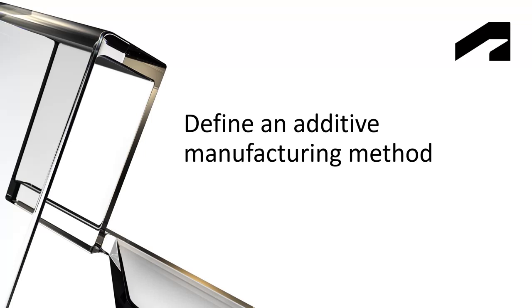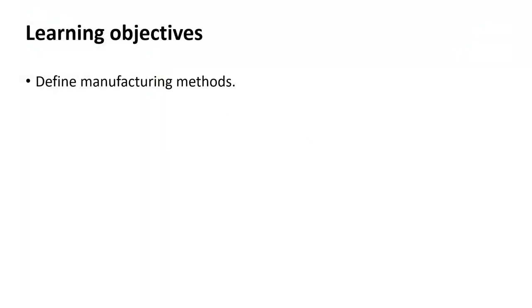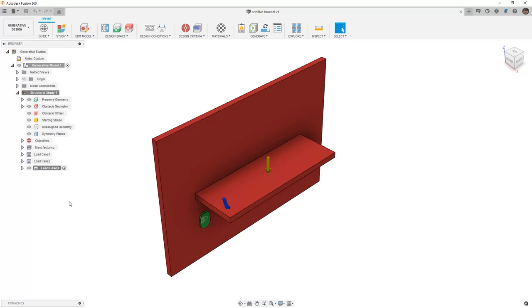Define an additive manufacturing method. In this video, we'll define manufacturing methods. In Fusion 360, we want to get started with the supply dataset, additive bracket.f3d.